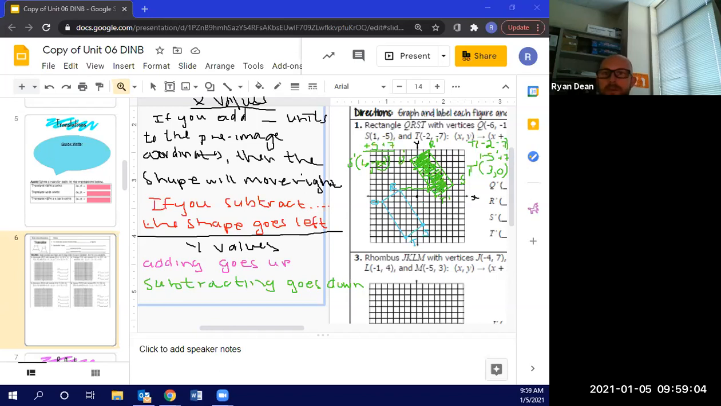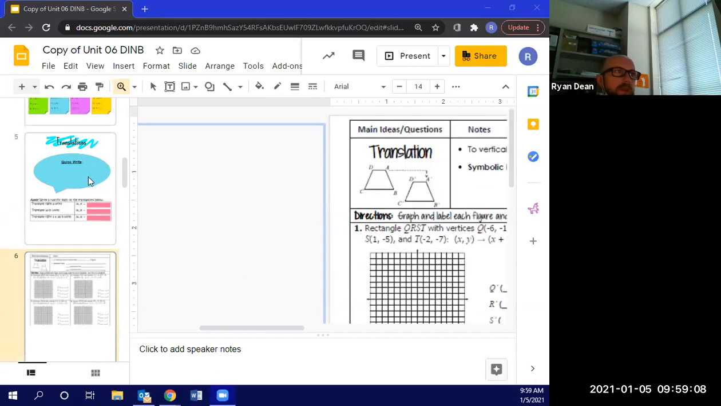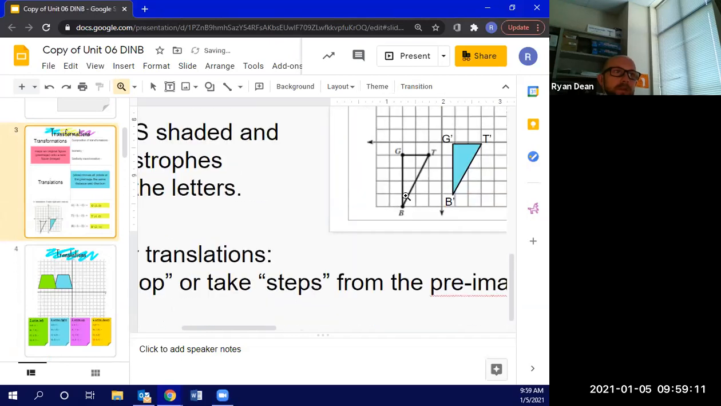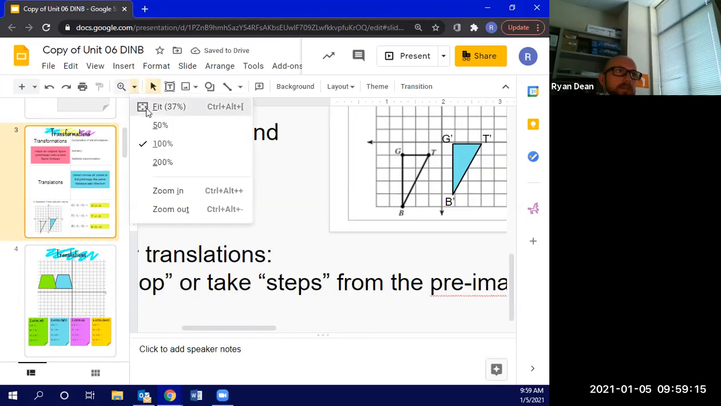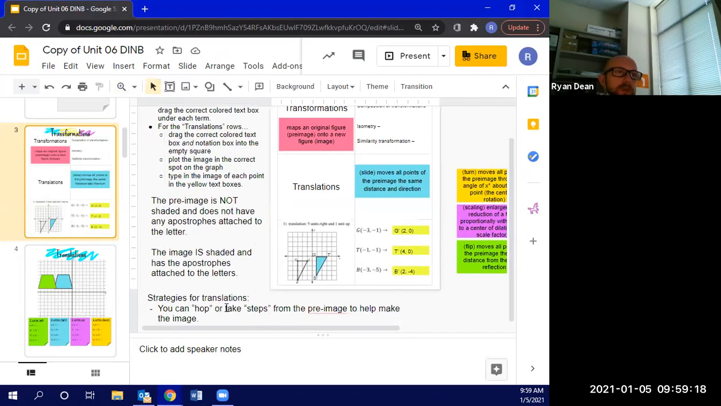And then for the first set of questions that we did, so that was this slide up here, we wrote this down and we said that you can hop or take steps from the pre-image, which is not shaded. So you can go from one of the points on the pre-image and you can hop the correct distance in the x and the correct distance in the y to get to the image. Okay, so two different strategies for solving these questions, hopping or adding and subtracting from the original numbers. Okay, we're going to take a look at reflections next.